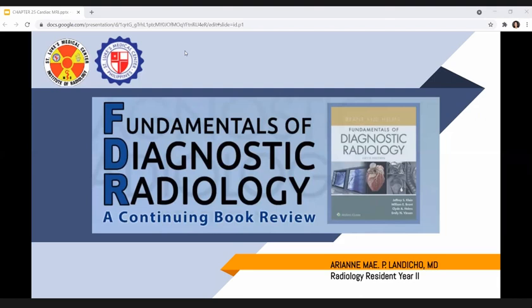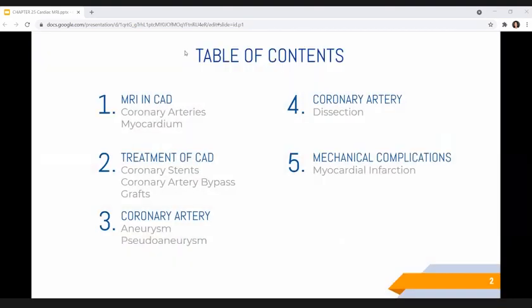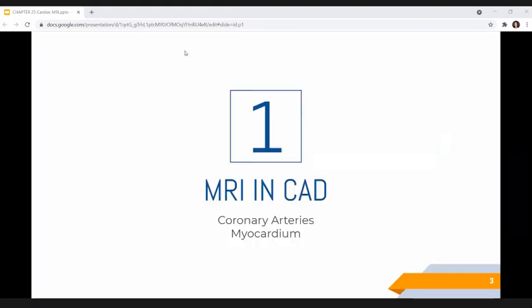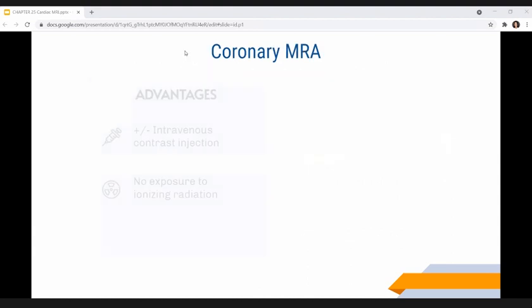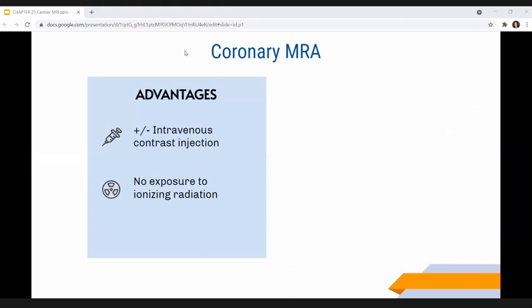So to continue, we'll be continuing where we left off in the discussion of chapter 25. So the coverage is quite lengthy, as I've said earlier, but we shall touch on the key points, starting with MRI in coronary artery disease. So coronary CTA is the primary non-invasive technique for evaluating the coronary arteries, but coronary MR angiography is also a potential alternative. Although it's not commonly used for CAD in most institutions, it is used to assess anomalous coronary arteries and coronary artery aneurysms, especially in the pediatric population or those with severe contrast allergies. These are because coronary MRA can be performed without IV contrast and patients are not exposed to ionizing radiation.